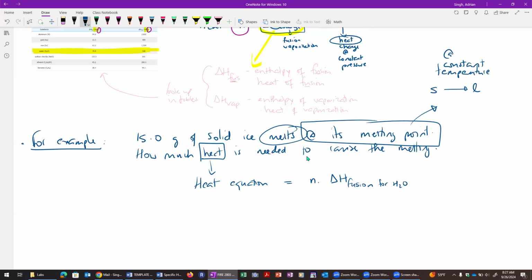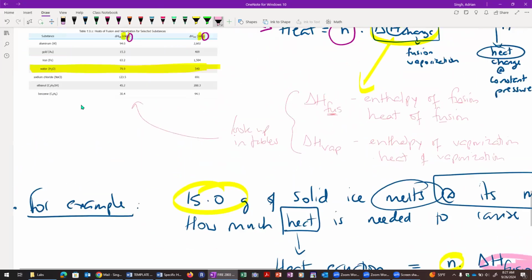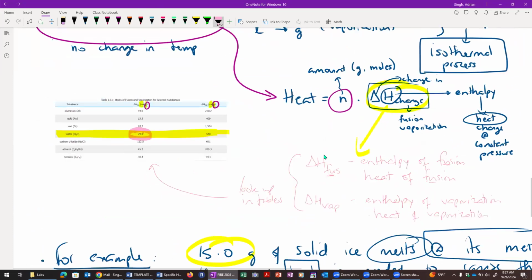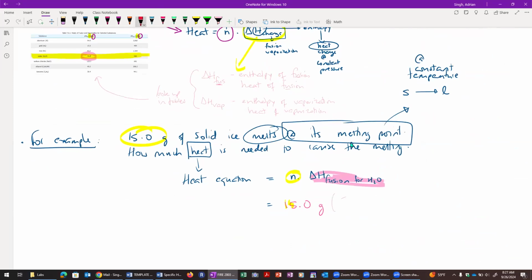So we can just substitute our values. Our n here is 15.0 grams. And then our delta H of fusion for water we can look up in our table. And again, you don't have to memorize these values. They'll be given to you. It's 79.9 calories per gram. So we can see how the grams are going to cancel out, and I get calories as my unit, which is a unit of heat. So the heat would be 15.0 times 79.9, which gives 1198.5 calories. You have 3 sig figs here, so you need to round this to 3 sig figs.